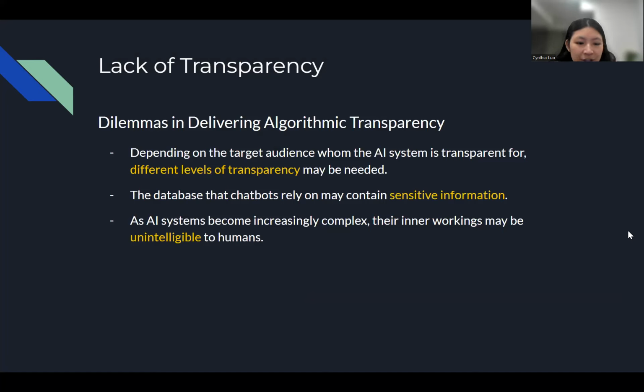Nonetheless, there are factors holding companies back from fulfilling consumers' demand for transparency. Firstly, depending on the target audience whom the AI system should be transparent for, different levels of transparency may be needed. Secondly, the database that chatbots rely on may contain sensitive information, and delivering transparency may expose this information, resulting in violation of privacy rights. And thirdly, as AI systems become increasingly complex, their inner workings may be unintelligible to humans, making it nearly impossible to clearly explain them to the consumers.